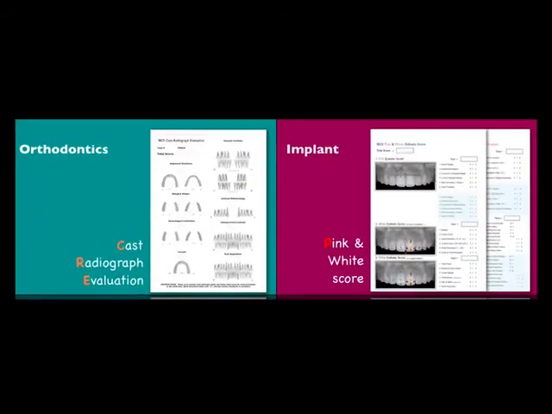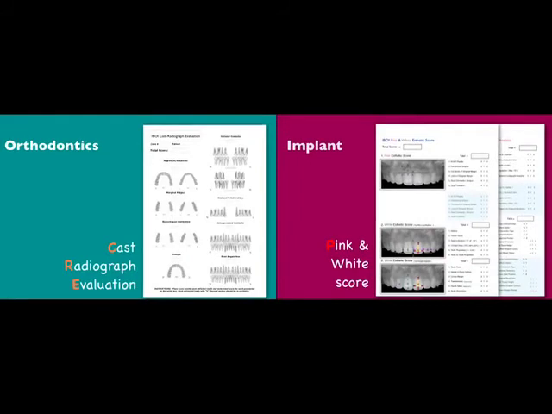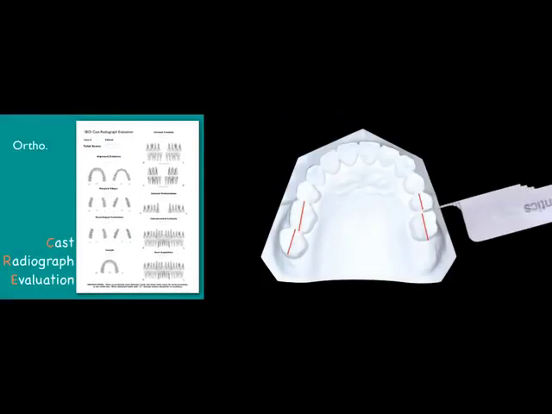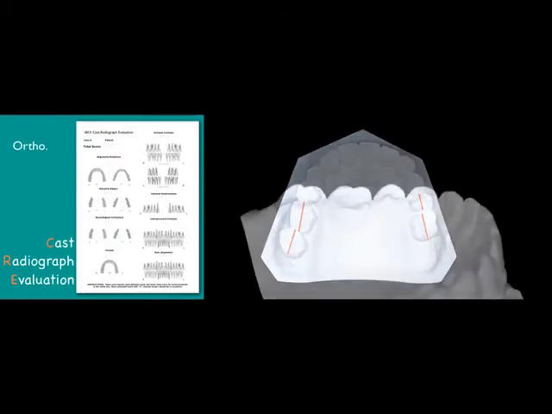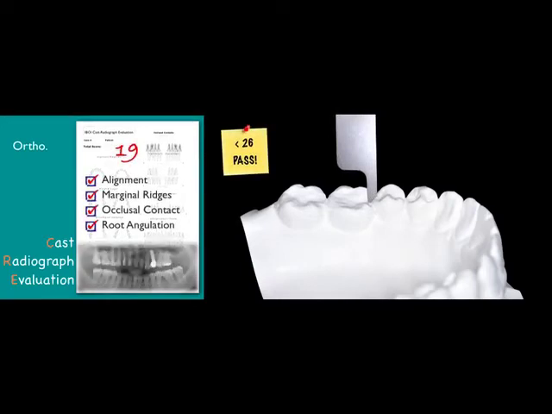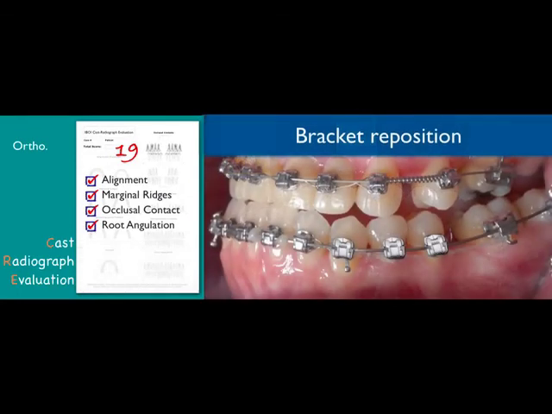Now we are going to evaluate the result. On the ortho side, we use the cast radiograph evaluation form, and on the implant side, we use the PES and WES score sheet. The ABL ruler is used to measure the finishing cast. The total score was 19 points, which means passing the bar. And the main problems are under these four aspects. And all these issues could be improved by repositioning the brackets in the final stage.